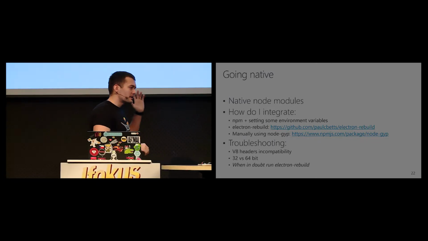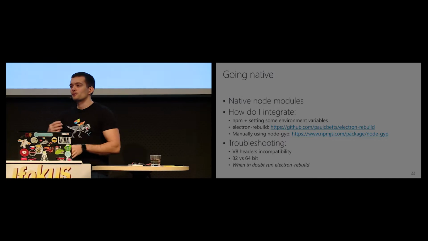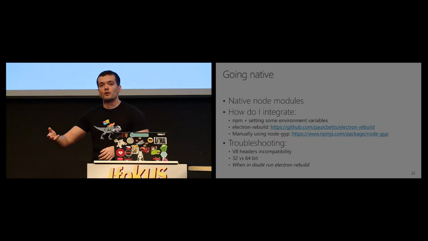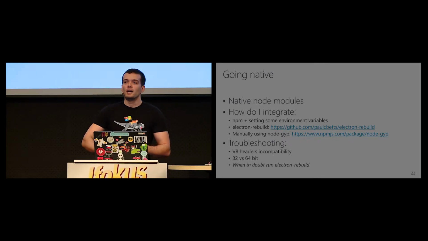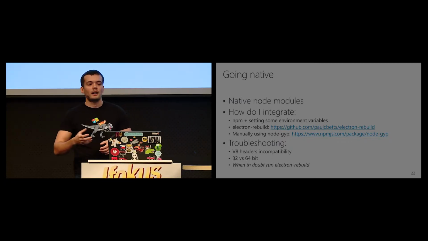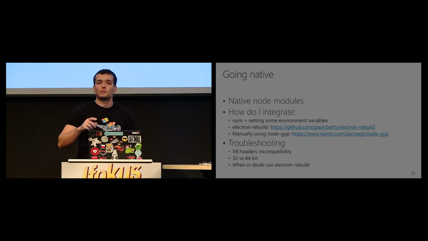Troubleshooting. Why did I include troubleshooting here? Because there are a lot of problems with native Node modules. For example, we had issues when we were building 64-bit Electron that included 64-bit Node.js, but we had a 32-bit binary of a native Node module. And basically the Electron app doesn't start anymore. So you can have this 32 versus 64 issue, and it's also caused by V8 headers compatibility.